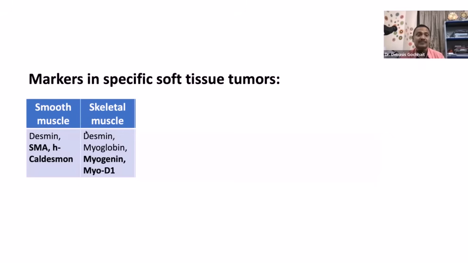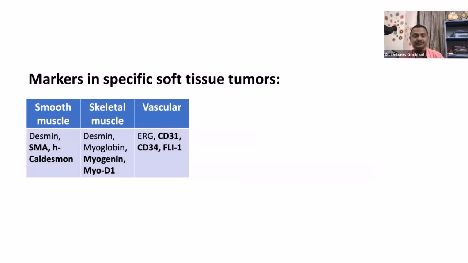Now skeletal muscle. Can you name the tumor which comes from the skeletal muscle? Either it is rhabdomyoma or it is rhabdomyosarcoma. So which markers will be positive? See, desmin is positive here, but it is non-specific. But if you talk about myogenin, MyoD1, myoglobin, at least these two, myogenin and MyoD1, you have to remember they are very specific for skeletal muscle or rhabdomyosarcoma.